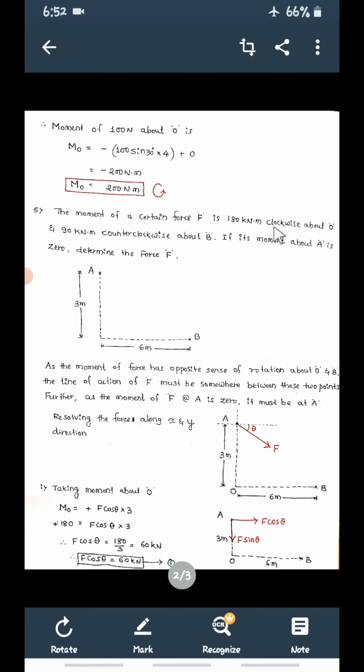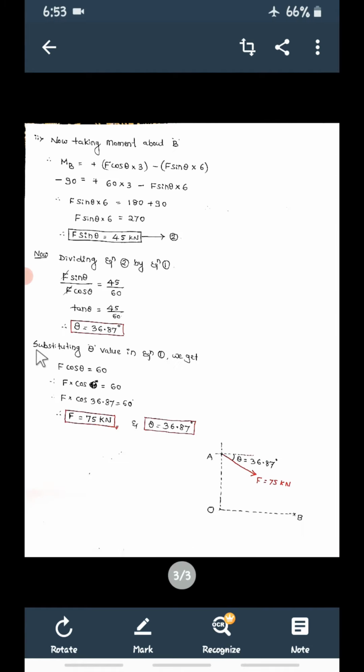Now second is the moment of that same force F about B. About B it is anti-clockwise and it is 90. So now we are going to take the moment of these two forces about B only. B you have to take, and this moment MB is equal to anti-clockwise, that is minus 90. Anti-clockwise means minus you have to take.